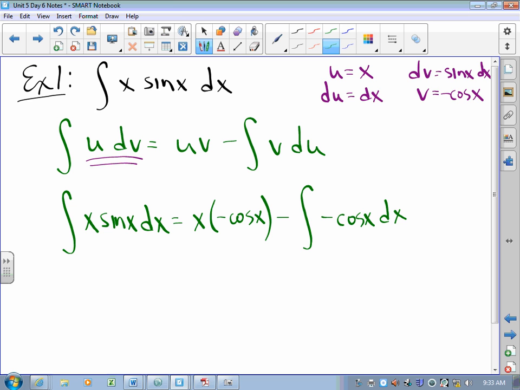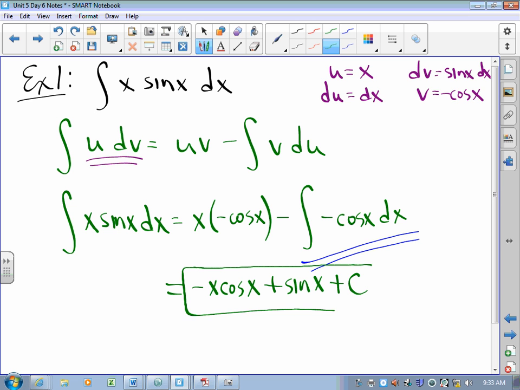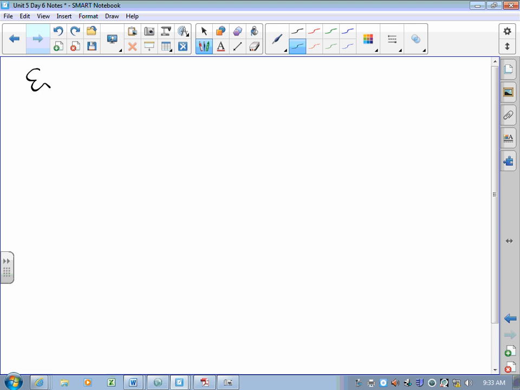And we ask ourselves, is this integral easier to find than the other one was? And the answer is yes, much, much easier. So what have I got? I've got negative x cosine x minus a negative sine x plus a constant, and I'm done. You can check that. You can take the derivative using the product rule. It'll get you right back to where you started. So integration by parts is an excellent way for us to reverse the product rule.